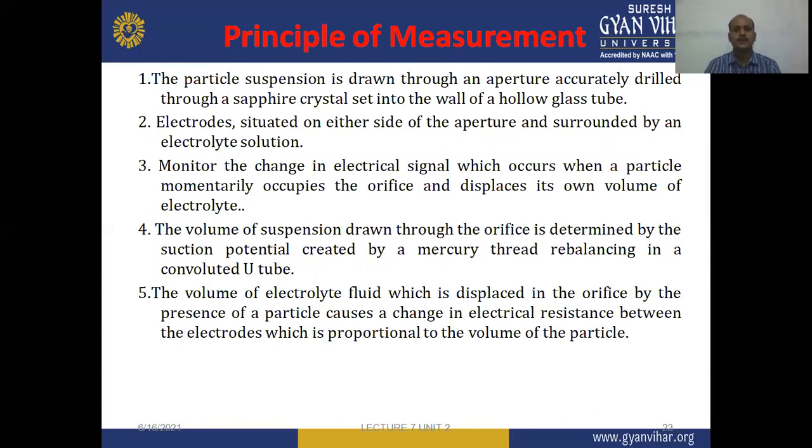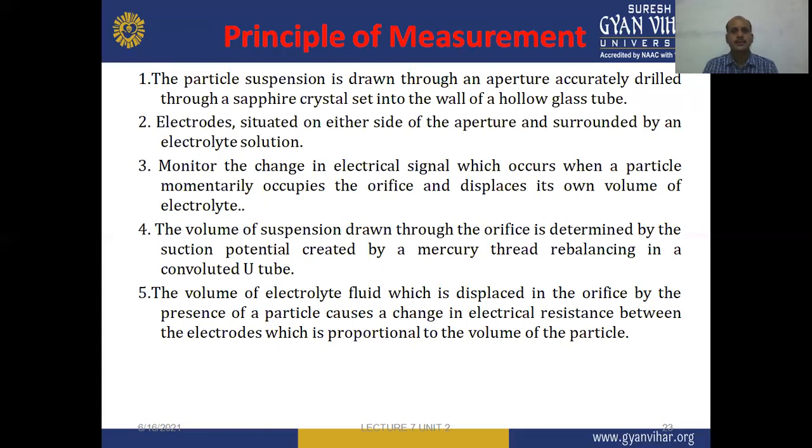Now, the principle of measurement we discussed. The particle suspension is drawn through an aperture accurately drilled through a sapphire crystal set into the wall of a hollow glass tube. So it is the apparatus where the electrodes are put in the sample dispersion, and the resistance developed when the particles pass through this, we have to measure.